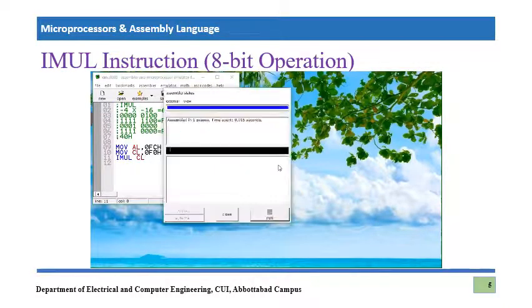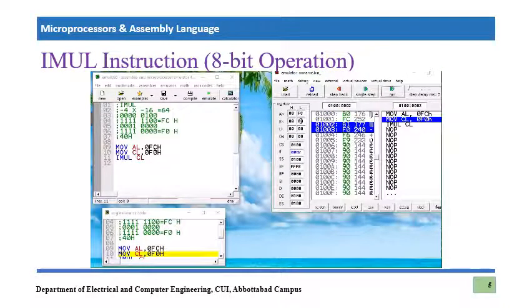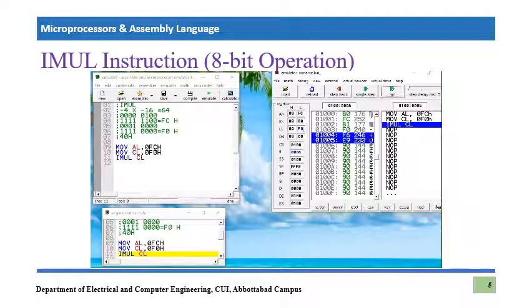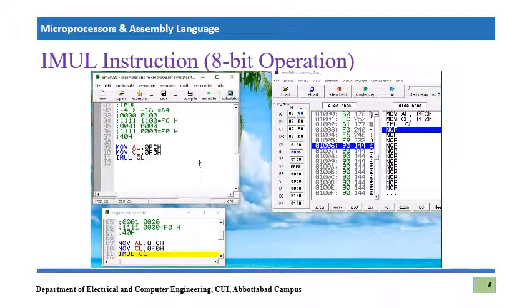So let's see. Single step, first value is loaded in AL, FC. Single step, F0 is loaded in CL, and that is the result, 40. I hope you can see the result. So this is how. And one thing more, we can actually check flags. If there is any flag which is getting affected, it will appear here. So this is how integer MUL is used. I hope this point is clear.